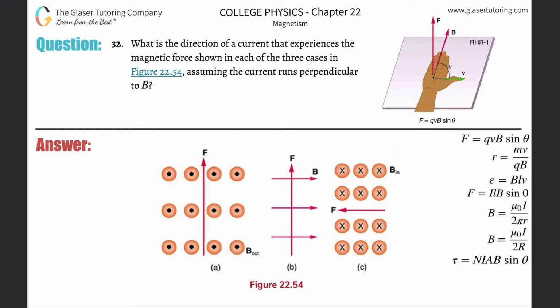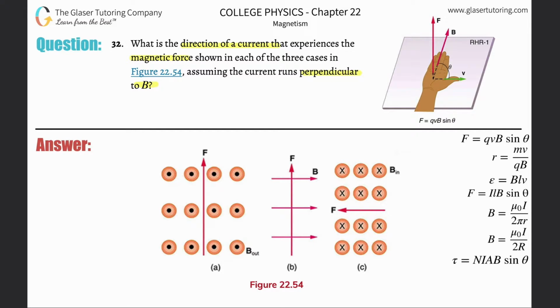Number 32. What is the direction of a current that experiences the magnetic force shown in each of the three cases in figure 22.54, assuming the current runs perpendicular to the magnetic field? So check out number 1 of this chapter where I went over right-hand rule number 1 in detail. And that's what we're going to be doing here. We're just applying right-hand rule number 1.